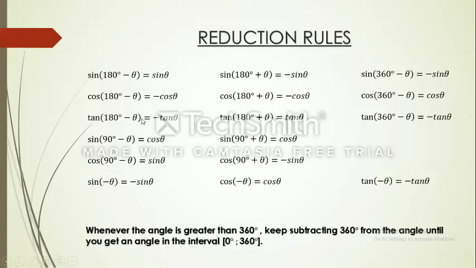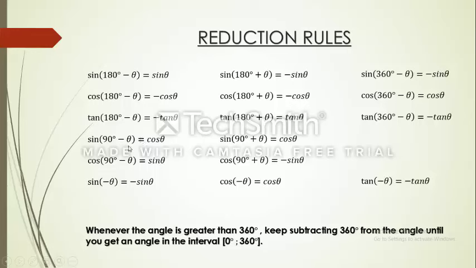Let's go to tan. Tan 180 minus theta is negative tan. Tan 180 plus theta is positive tan. Tan 360 minus theta is negative tan. We saw that in quadrant 2, which is tan 180 minus theta, our tan is negative. And in the third quadrant, our tan is positive, that's tan 180 plus theta. Then in the fourth quadrant, our tan is negative, which is tan 360 minus theta.